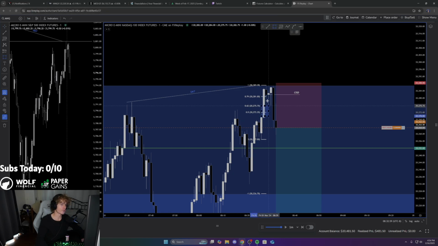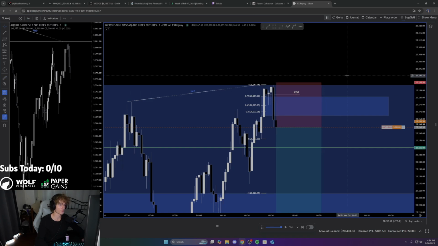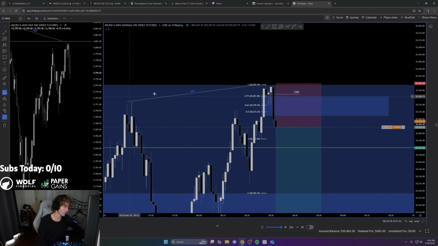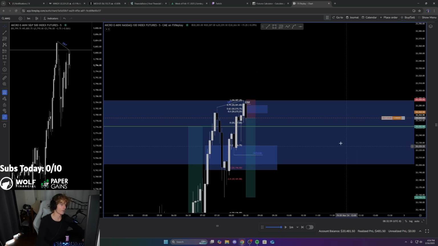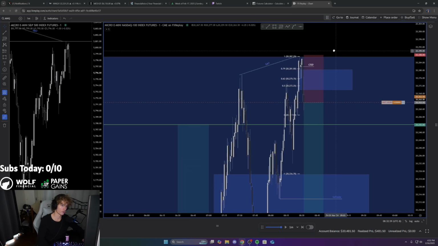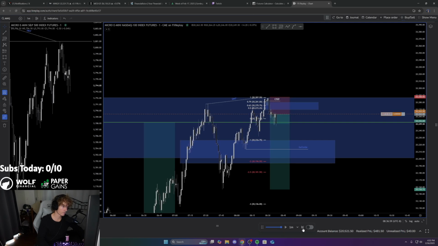Inversion has been made. Change in the state has been made. We could backtest this change in the state, but that's really as high as I want to see this go. Stop would be at the highs, at the protected high, what we have or what we think is the protected high as of now. But we want to see the sell model play out on the 5 minute as well. So that's what we're looking for here, targeting internal opposing liquidity. Let's see how this works.